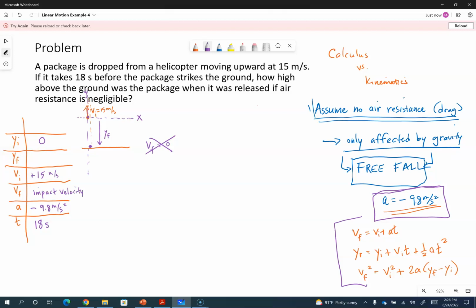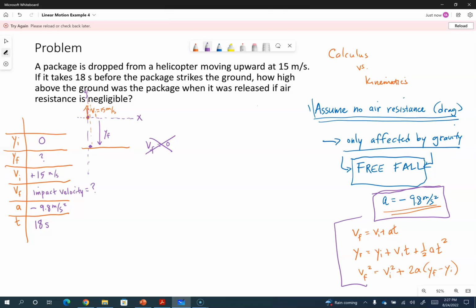meaning the velocity the moment, that split second before the object hits the ground. In this case, we don't know what that is. So this is an unknown. Our other unknown is y final, which is what we want to calculate. So let's look at our kinematic equations and see if any of these equations will allow us to calculate y final without finding v final first.